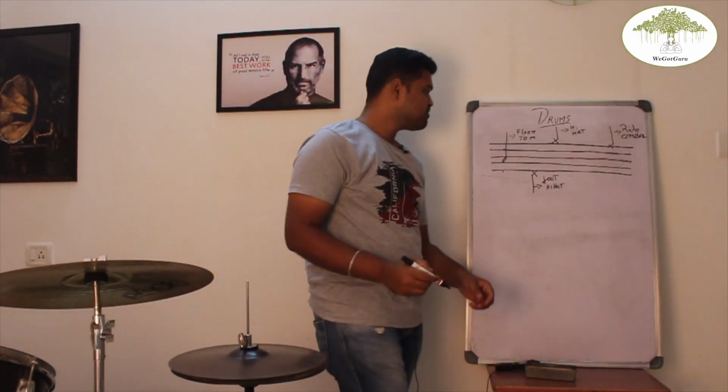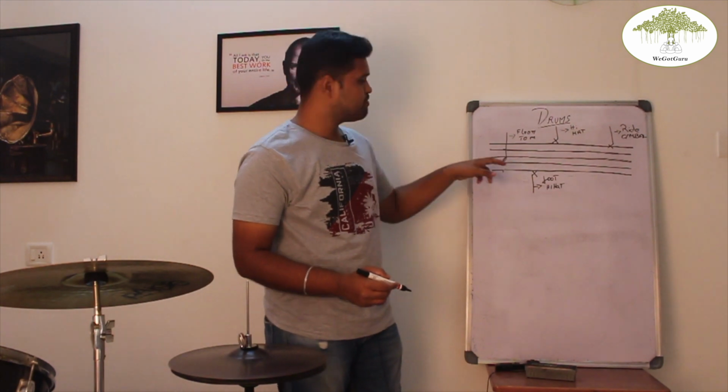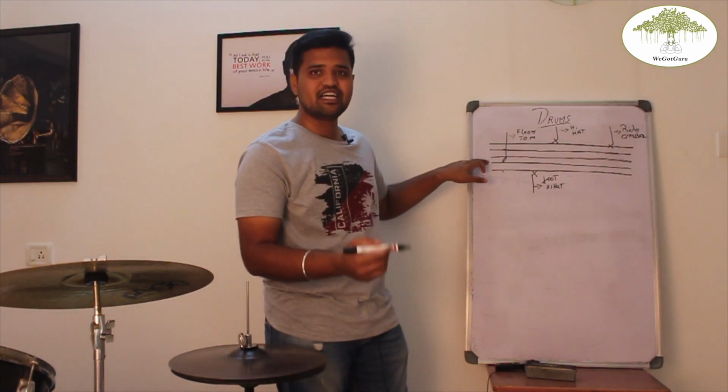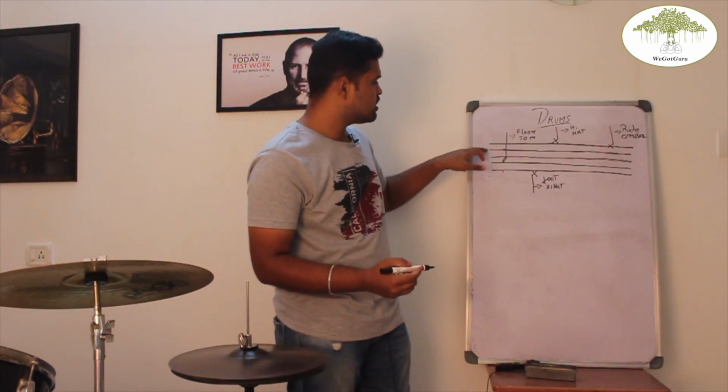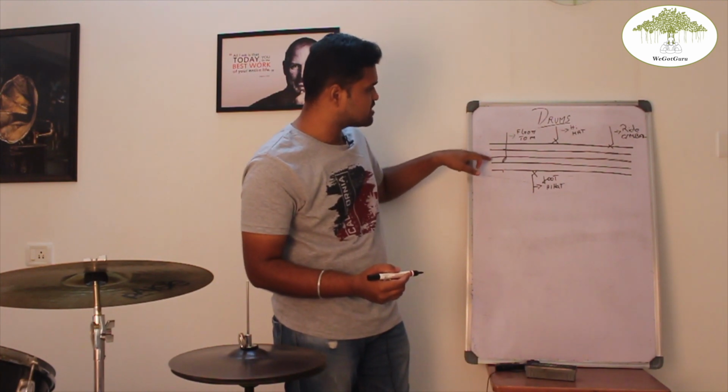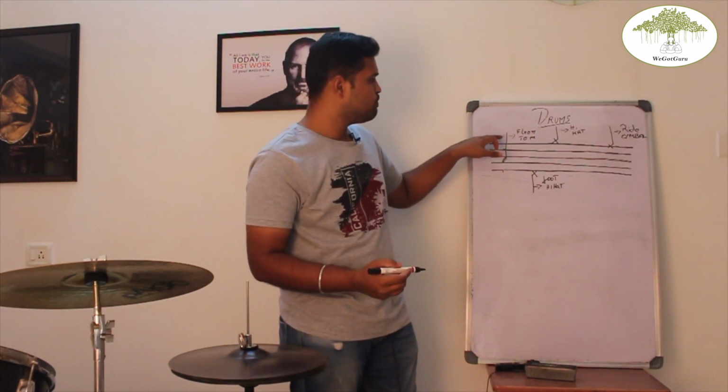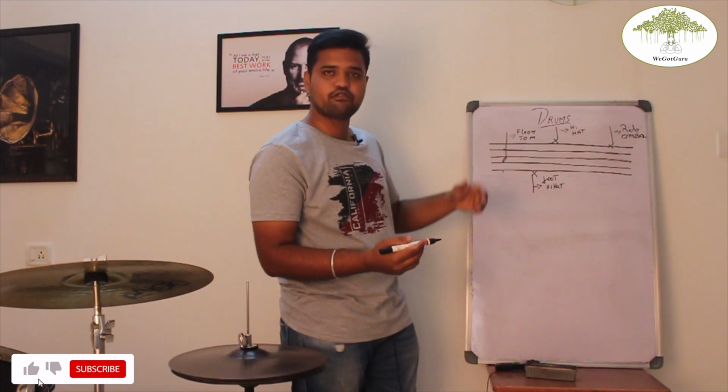Now we are going for the next one. It is a floor tom. The floor tom comes on the third space of the notation. So in the third space, as you see, 1, 2, 3, whatever comes on the third space is a floor tom.